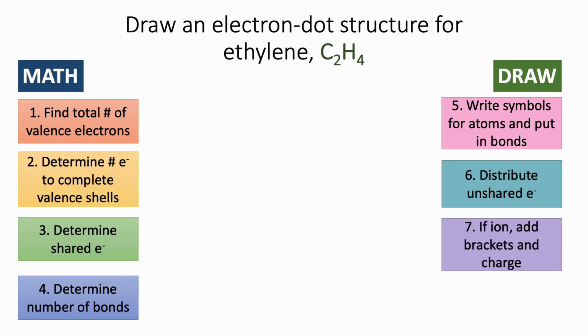Now we're going to do a more complex molecule, and this is more complex because it has 6 atoms instead of the 2 that we've done so far. So let's go ahead and do our math.